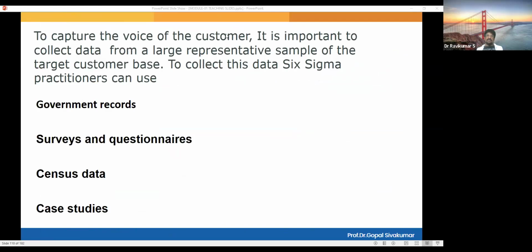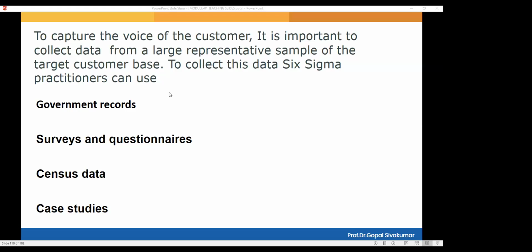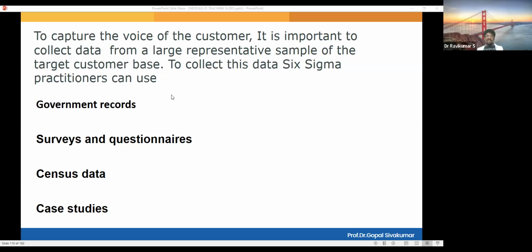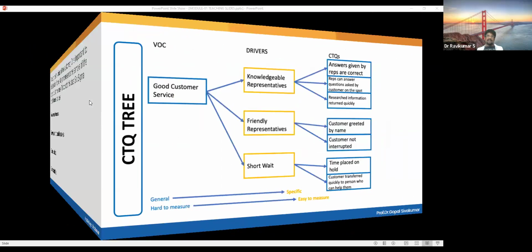To capture the voice of the customer, it is important to collect data from a large representative sample of the target base. To collect this data, Six Sigma practitioners can use surveys and questionnaires. Okay, that is a better answer.